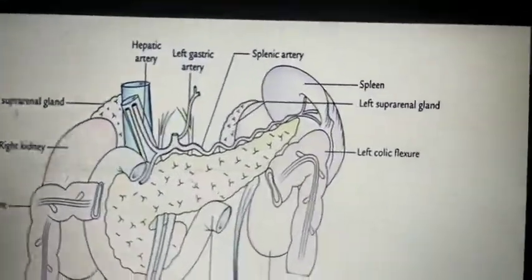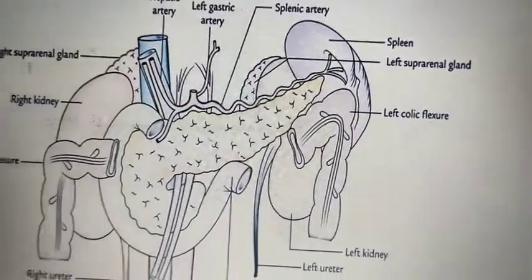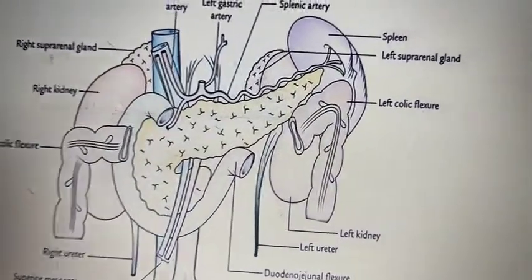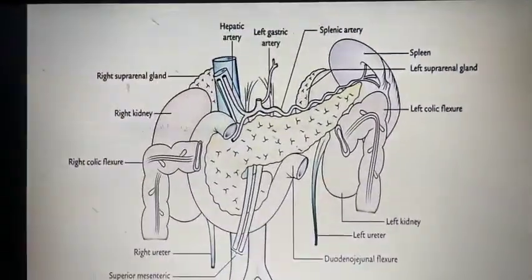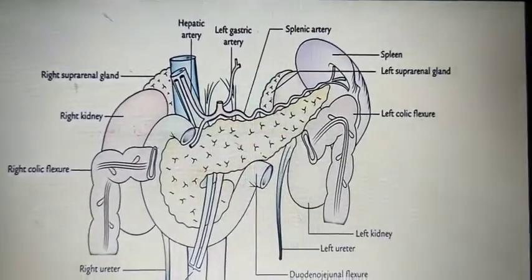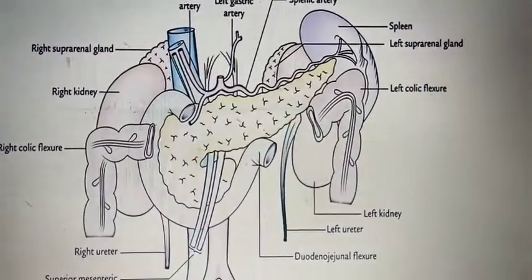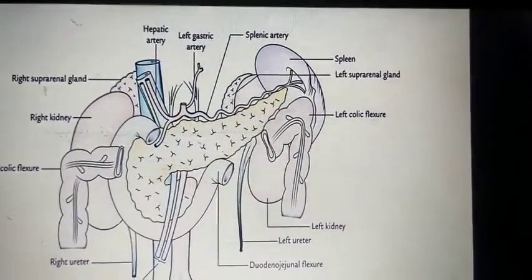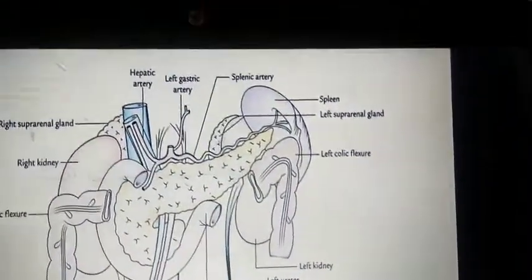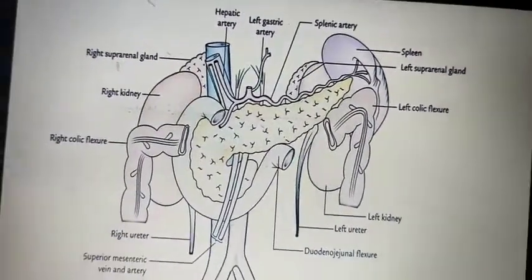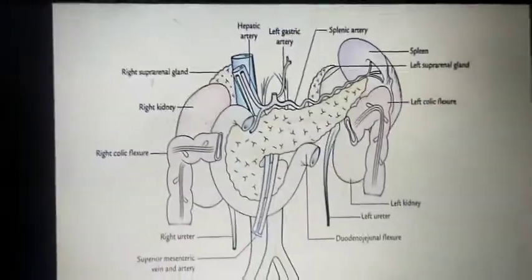Now the tail. The tail is the tapering end of the pancreas, and it is a narrow part of the pancreas. It is attached to the hilum of the spleen by the splenorenal ligament, and the tail of the pancreas is completely covered by the splenorenal ligament. This is the tail of the pancreas.